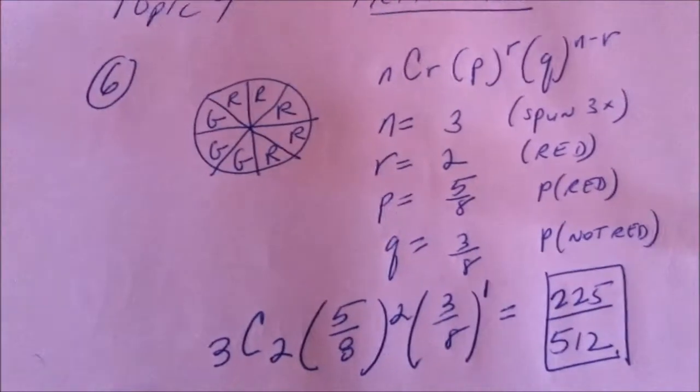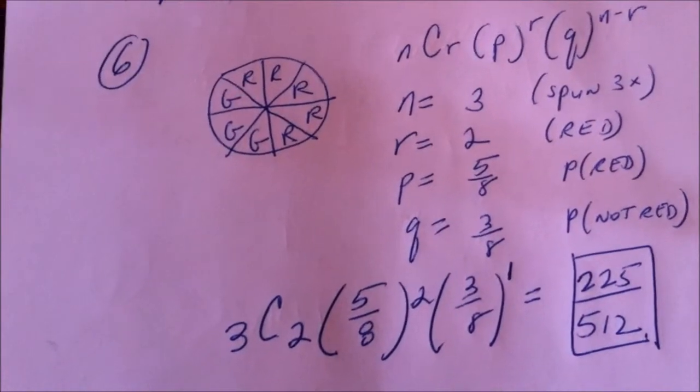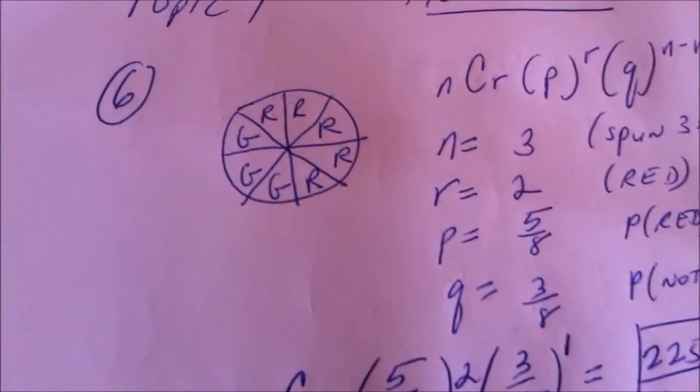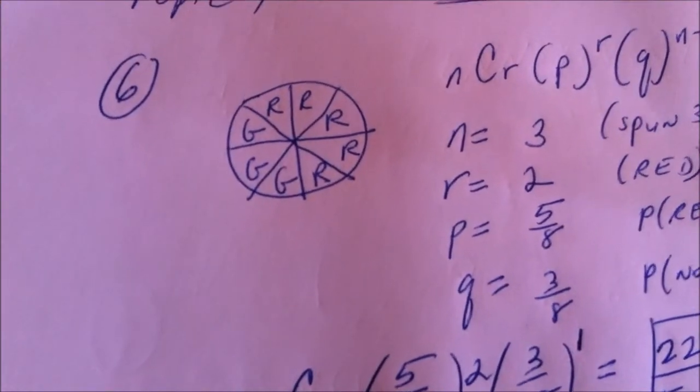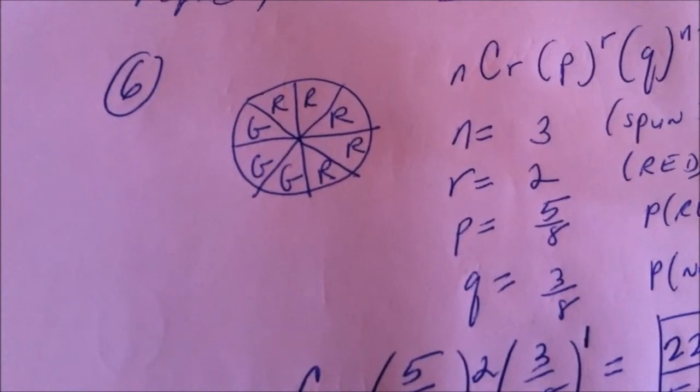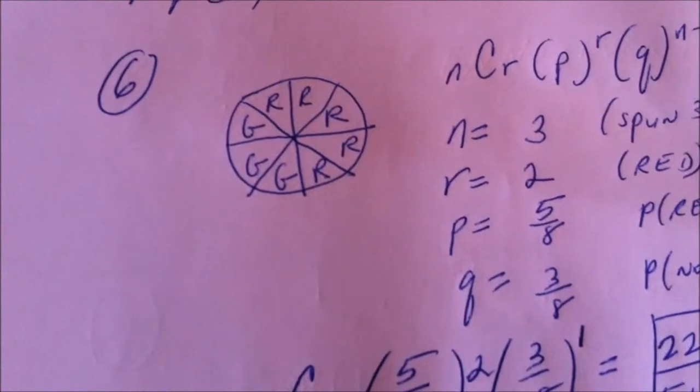Okay, number 6 and 7, we have some trial probability here. We see that we have 1, 2, 3, 4, 5, 5 red out of 8. So the probability of red would be 5 out of 8. The probability of not being red will be 3 out of 8.